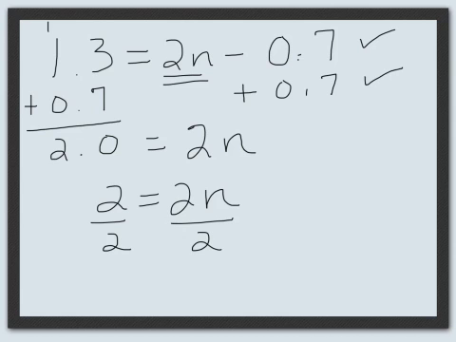On the left-hand side, 2 divided by 2 is 1. And on the right-hand side, half of 2n would just be n. Notice I can cancel out the common factors there.